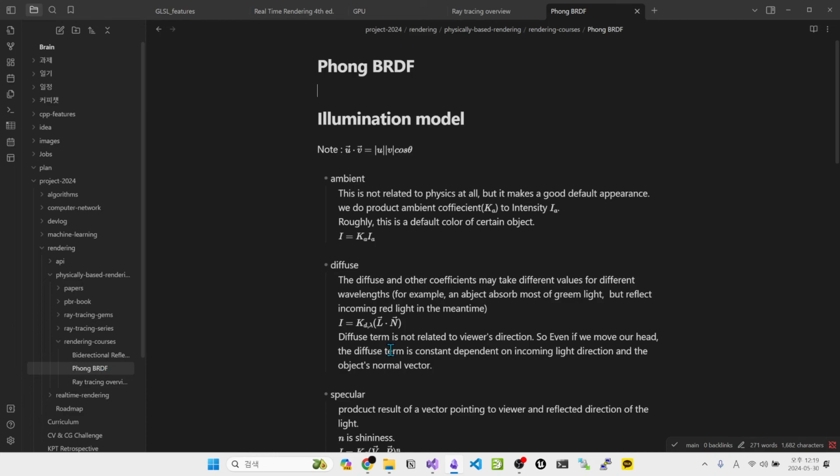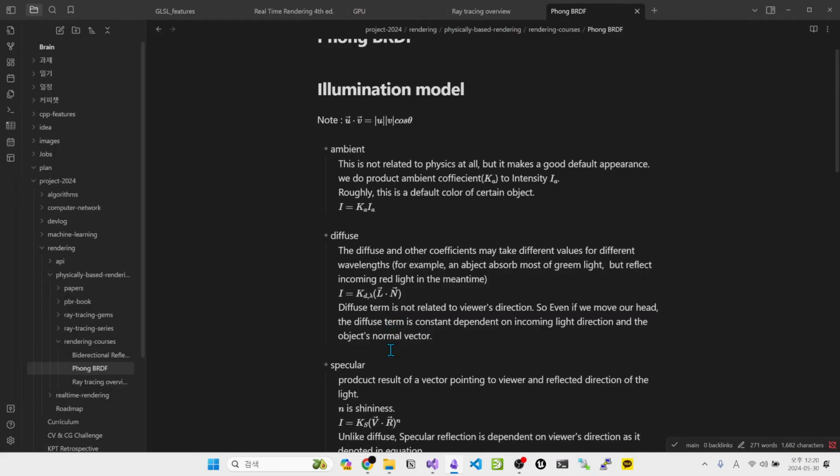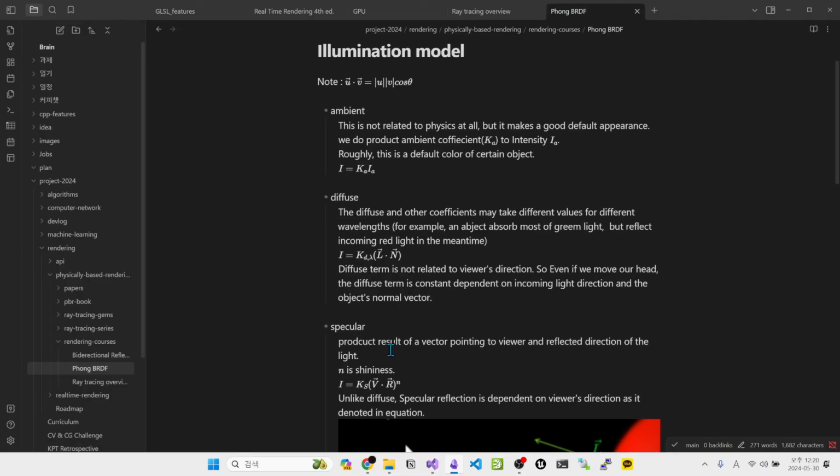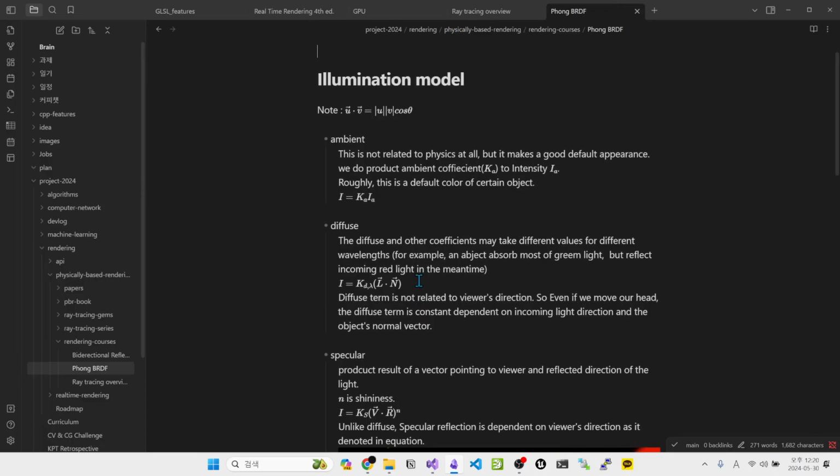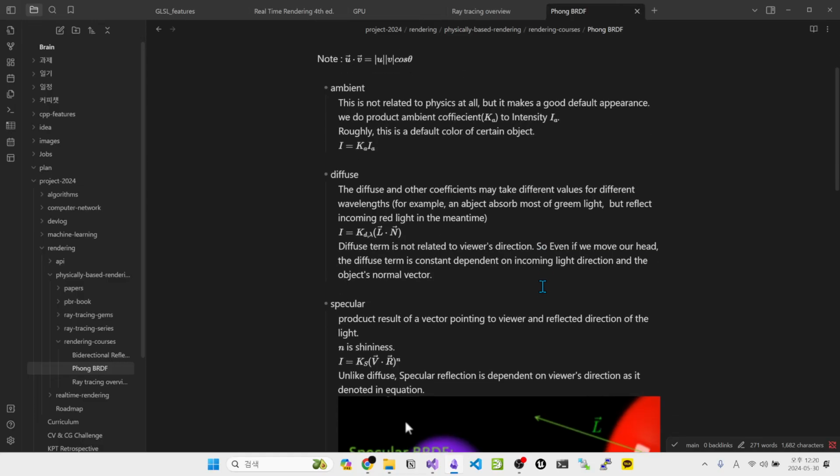So getting back to the Phong BRDF, we need an illumination model to simplify the real physical world into our computer programs. In the simpler illumination model, we use three terms, which are ambient, diffuse, and specular. There is also some emission of the object, but we don't care about it in the illumination model because it is just a constant term that we can add when we calculate. So it is not important.